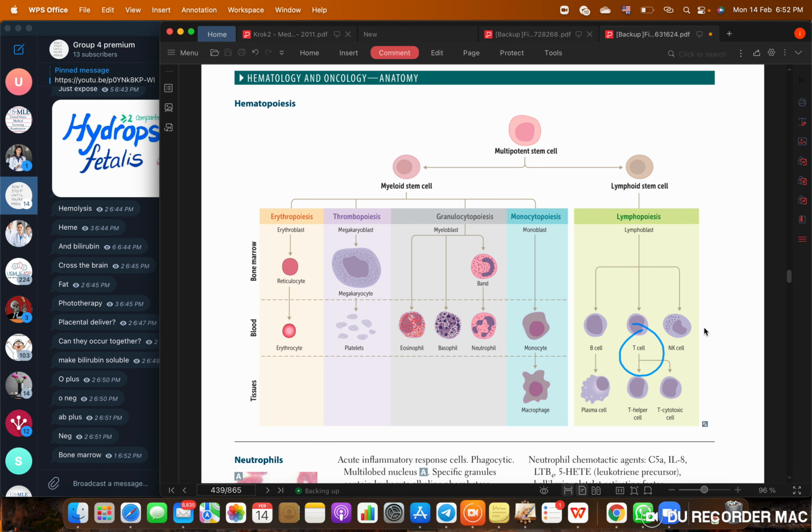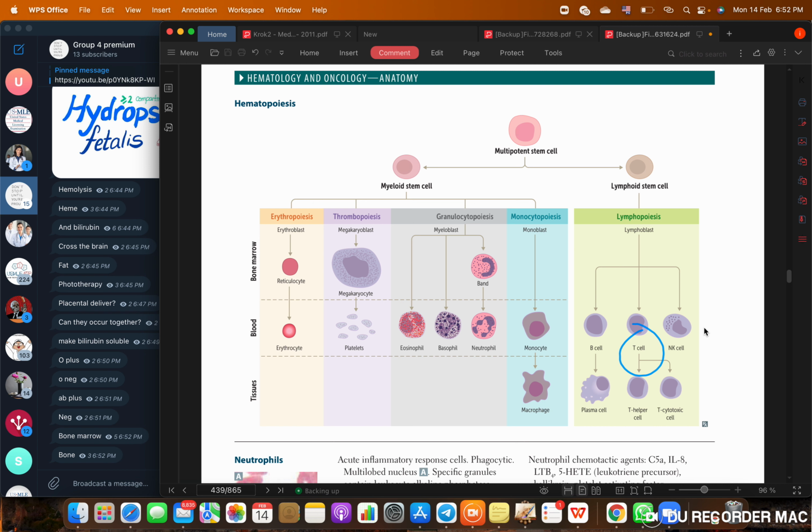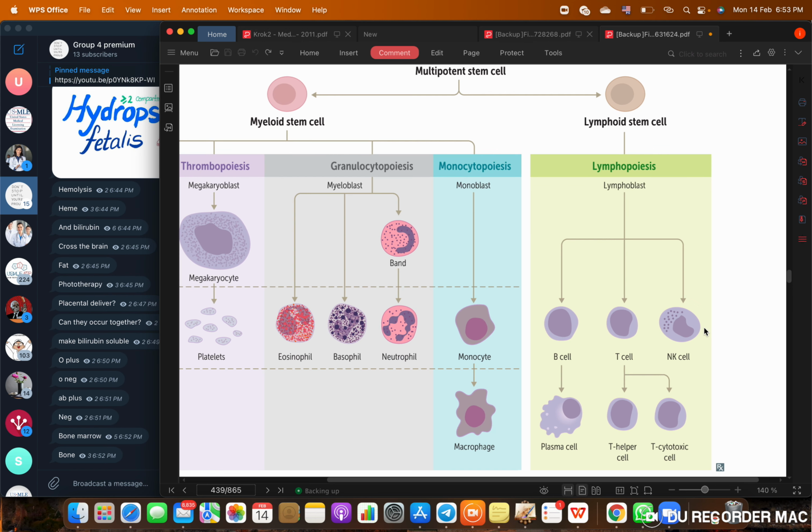Where is the T lymphocyte produced? Absolutely correct. It's the bone marrow. I was trying to trick somebody by saying the thymus, which is wrong. The thymus only matures them. It does not make them.